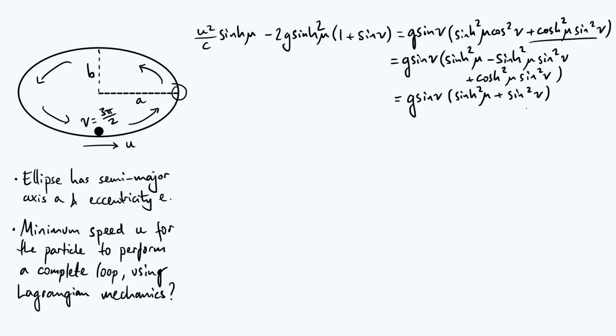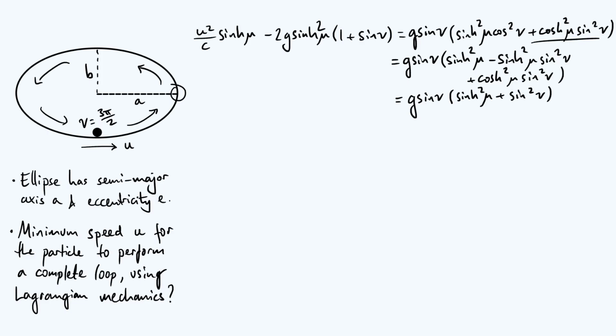So remember that ultimately what we want to do is get a condition on u, the minimum value of u required for a complete loop. So it might be a good idea to move some of this other stuff to the right hand side of the equation so that we can work towards getting u on its own. If we do that, for the time being, we've got u squared over c times sine mu. Which terms are we going to get on the right hand side? Well, you'll get 2g sine squared mu from that term that we've just moved across. So it's 2g sine squared of mu.